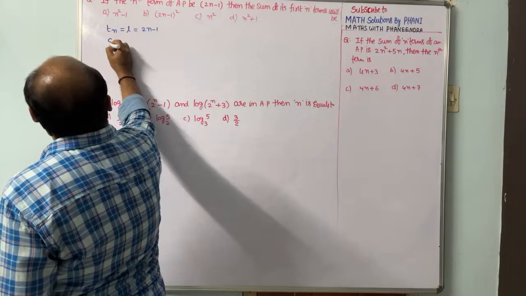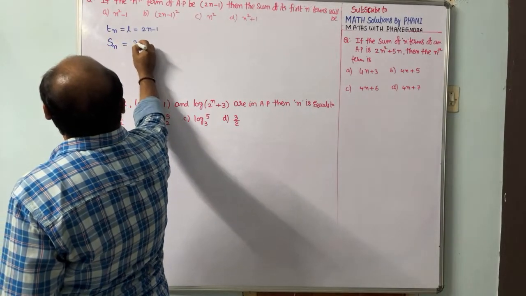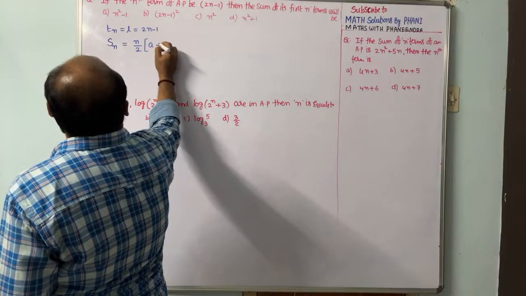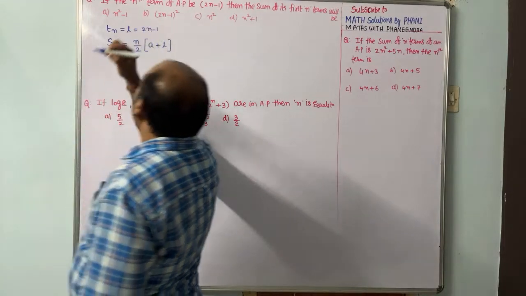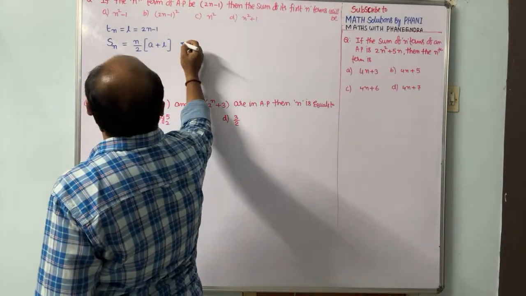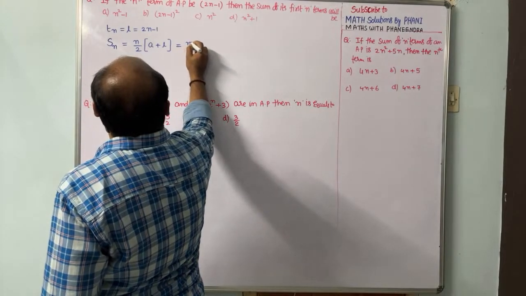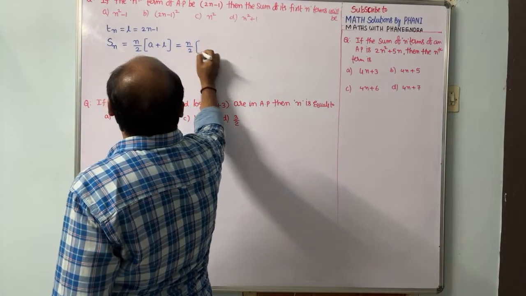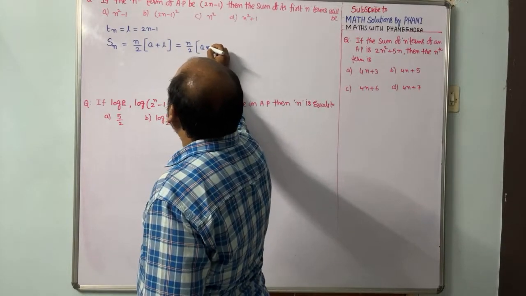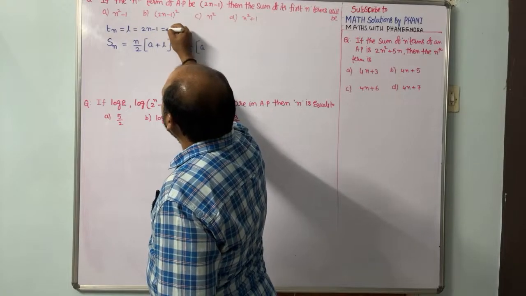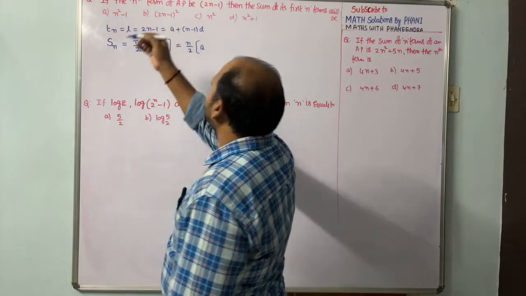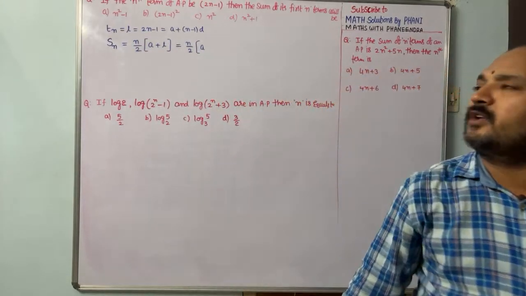Sum of first n terms means Sn equals n by 2 into A plus L. What is L? L is the last term, A is the first term. So this is equal to n by 2 into A plus L. We can also write the last term as A plus n minus 1 into D, dear students. We can write it that way.